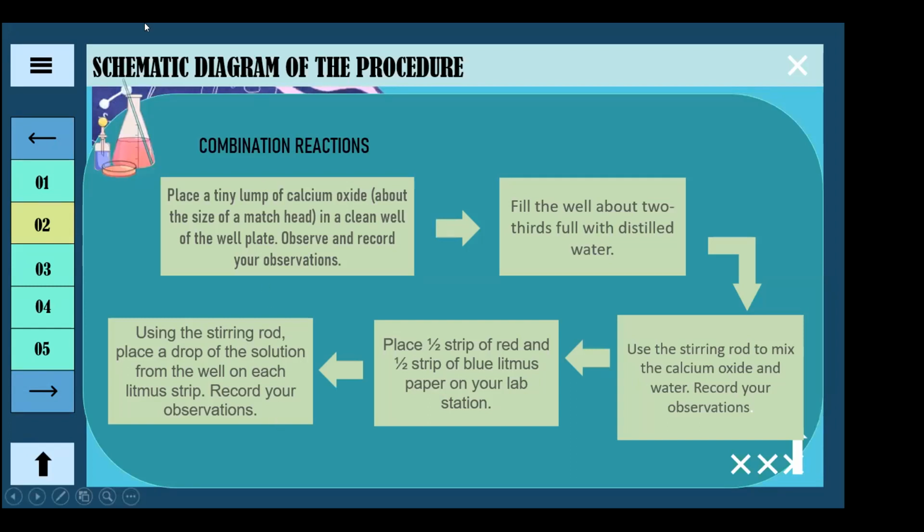Who's next? Next is the combination reaction.